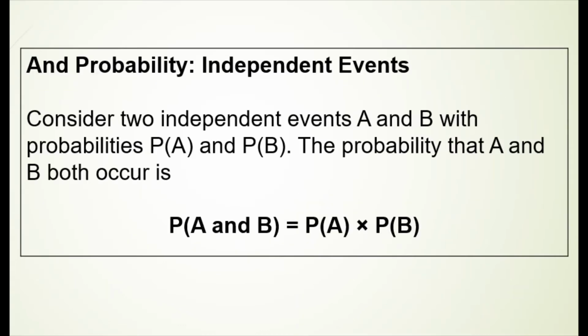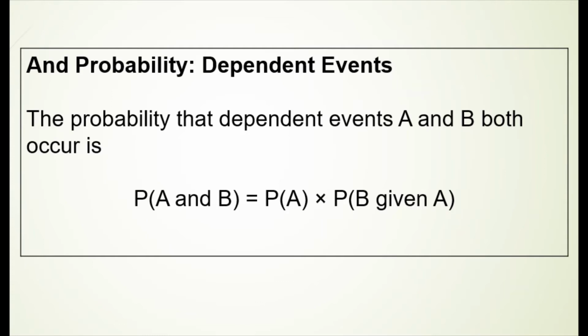All right, to calculate and probability for independent events, the probability of A and B is going to be equal to the probability of A times the probability of B. So all we're doing here for and probability is multiplying the two probabilities for independent events. So if the probability of one event is 1/2 and the probability of the second event is 1/4, then the probability of both of those events happening would be 1/2 times 1/4, or 1/8.